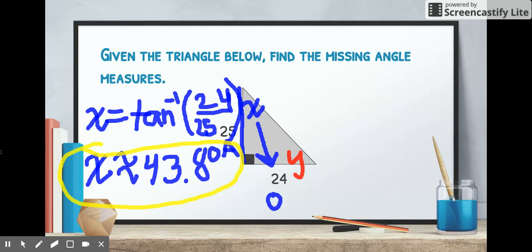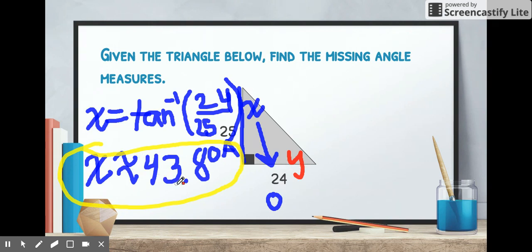So since I already solved for an angle measure, I'm going to use the triangle sum theorem. That's so much easier, right? I know that all these angles add up to 180 degrees. I already know that I have a 90-degree angle here, so x plus y must equal 90 degrees.